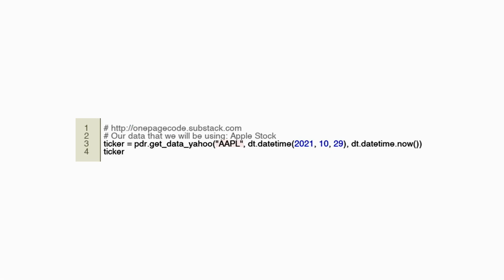The Python code presented is used to obtain historical stock price data for Apple Inc., with the stock ticker AAPL, from a source such as Yahoo Finance. The module pdr from pandas data reader is used to access financial data programmatically. The get_data_yahoo function takes 3 arguments: the stock ticker symbol, the start date for the data retrieval, and the end date, which is set to the current date using dt.datetime.now. In this instance, the code is fetching data from October 29, 2021 to the present day.